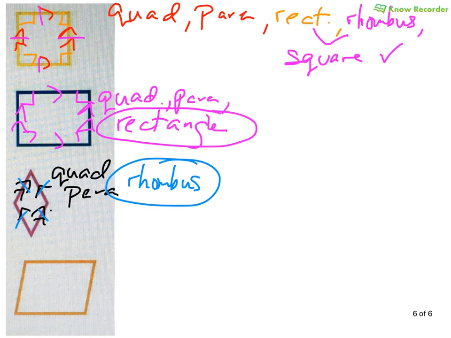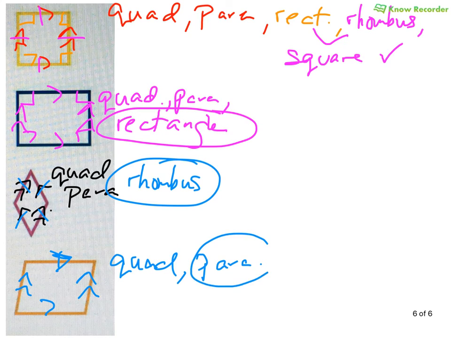And finally, to end this whole video, I see four sides. I have a quadrilateral. I see that I have two sets of parallel lines. So this is a parallelogram. None of the sides are equal to all the rest, and there are no right angles. So that is just a parallelogram.